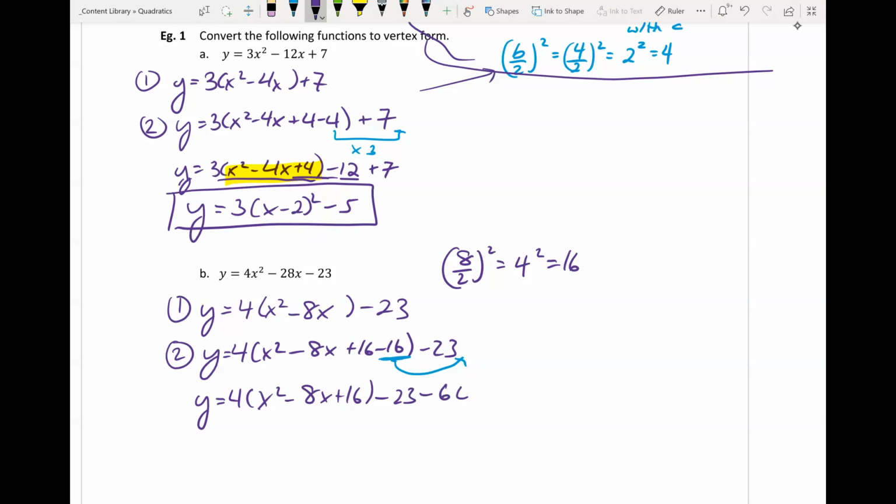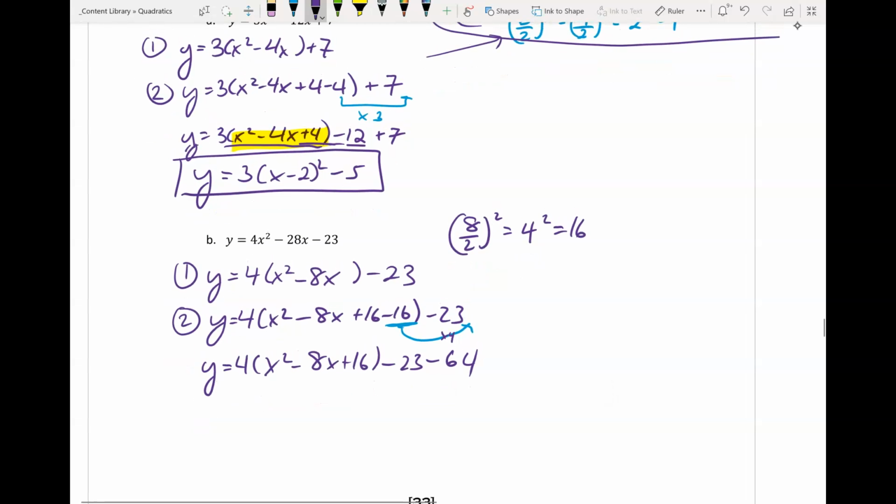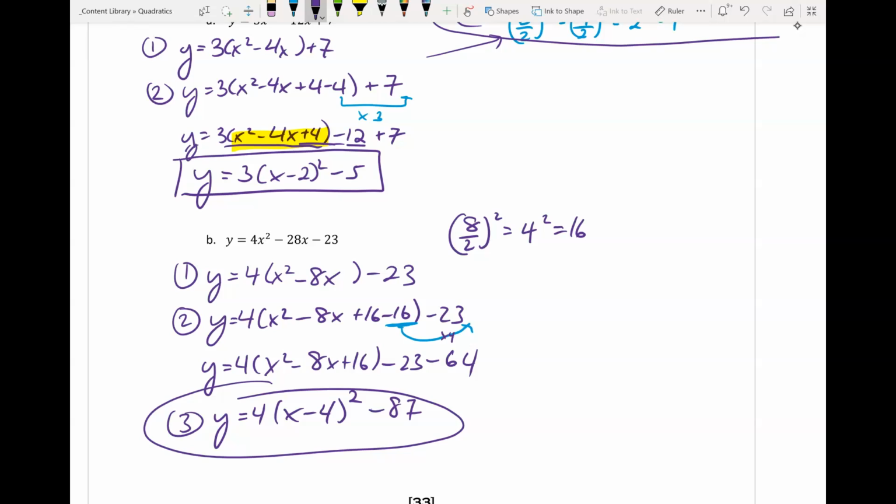That's negative 64 then. And our last step is to refactor this. So this will be x minus 4 all squared. Negative 23 minus 64 is negative 87. This is our final answer. And again, you can tell that this is in vertex form.